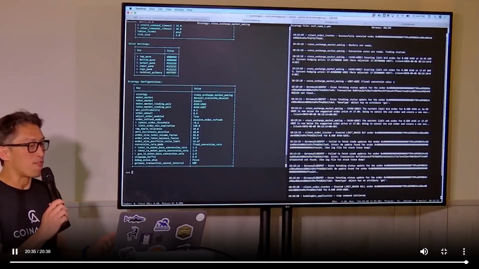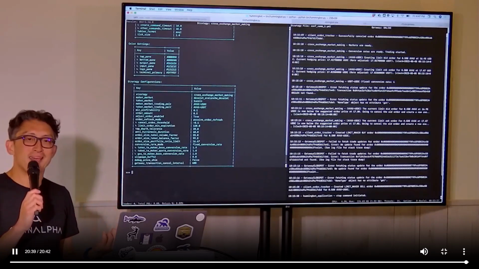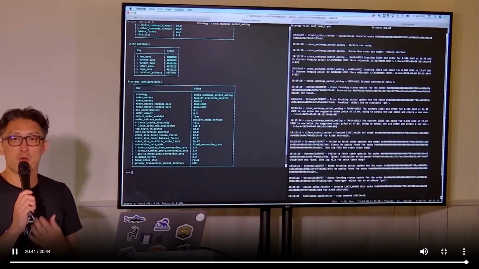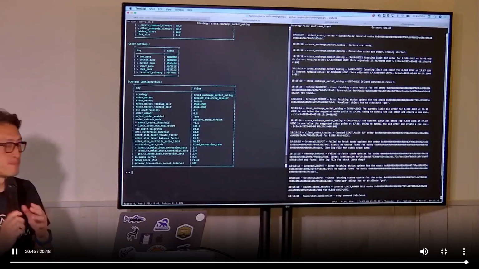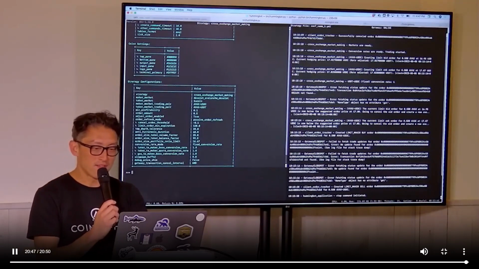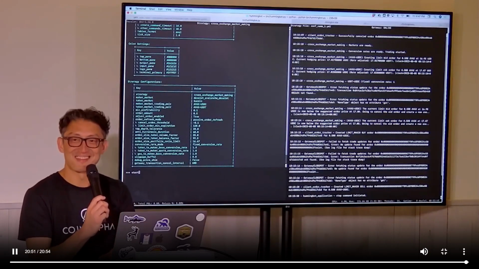So obviously this is a bit complex, but I think market making is a competitive environment. The way we think about it is we want to give you every edge at your disposal as a market maker. So let's go ahead and run the bot. I'm going to just hit the start command, and let's hope this works.